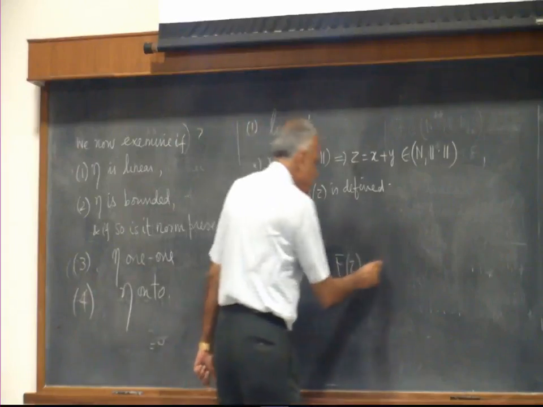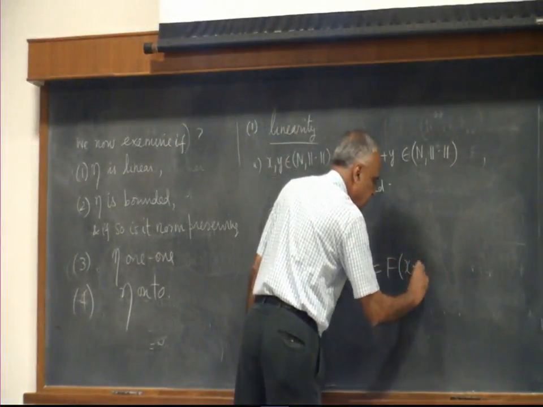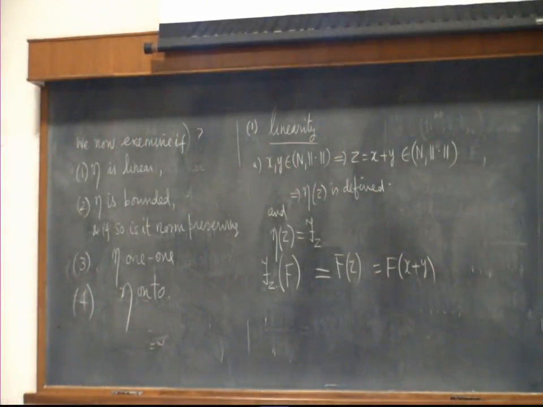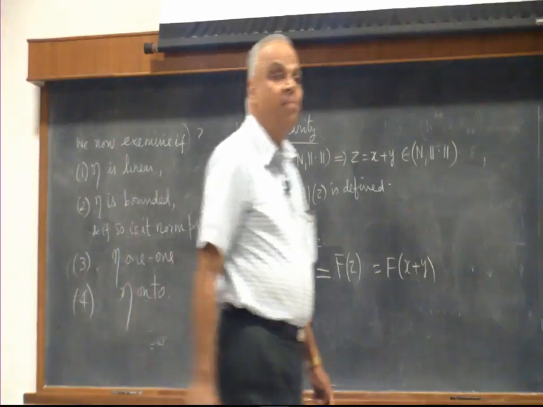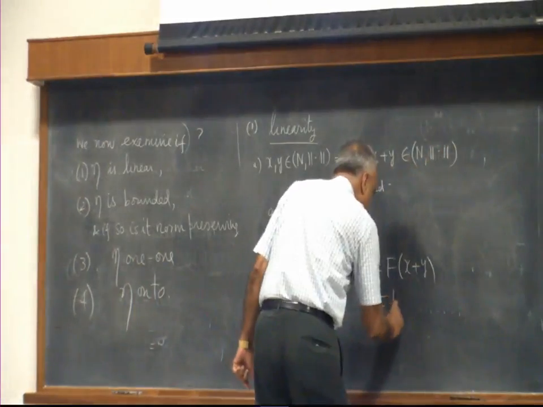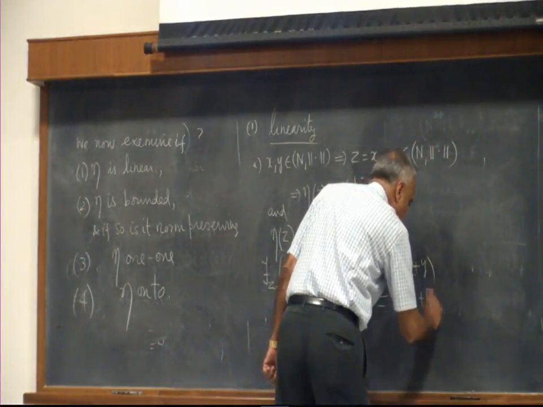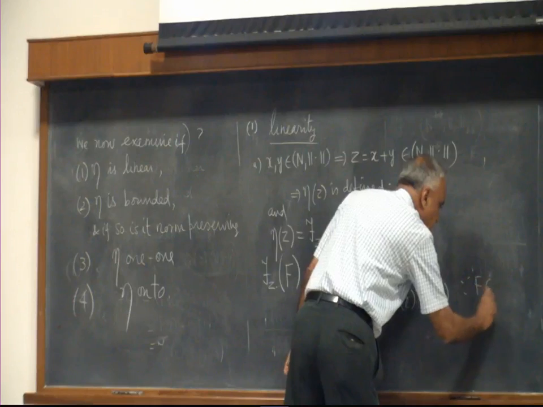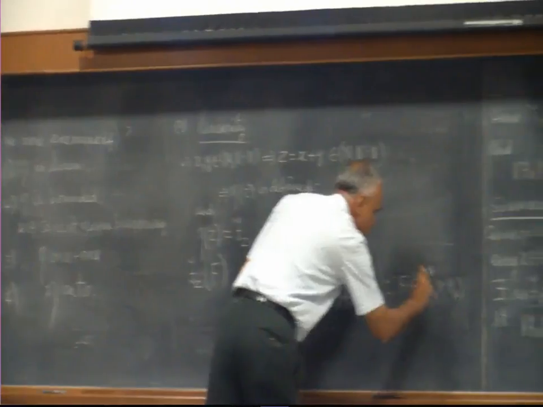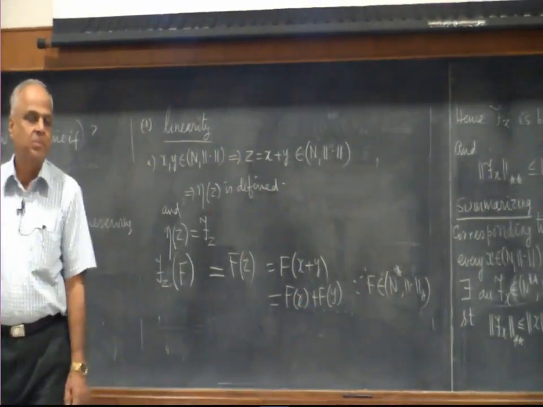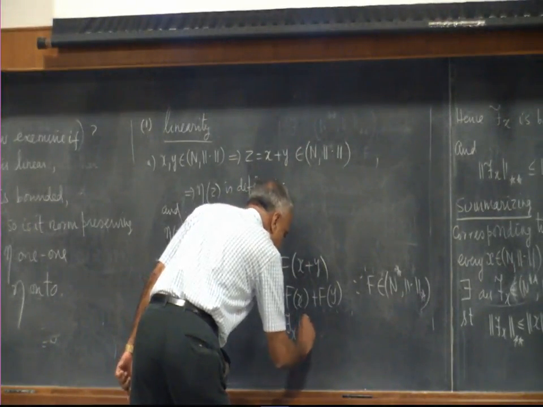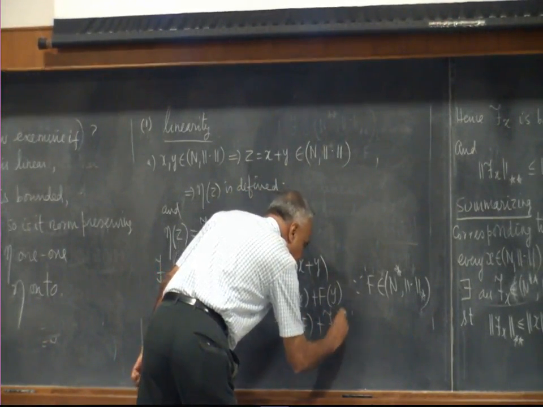But now what is f of z? F of x plus y. Z was x plus y. But now what do I know about f? That it is linear. So this is equal to f of x plus f of y, because f belongs to n star. N star elements are linear functionals on x. Okay. But f of x by definition is eta x of f, and this is eta y of f.